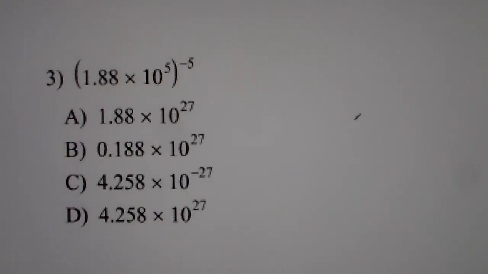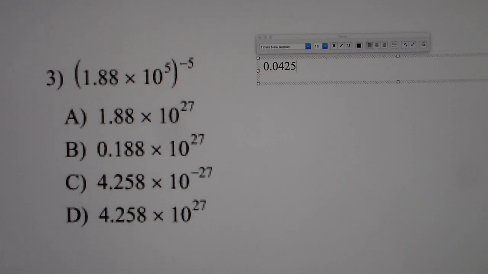Let's do one more together. We have 1.88 times 10 to the positive 5, to the power of negative 5. So I do 1.88 to the power of negative 5. And we're going to get 0.04258 0499.